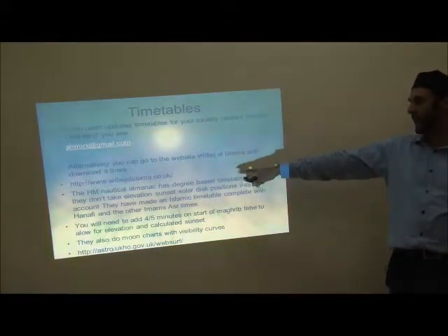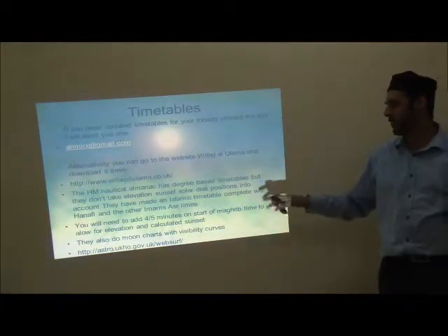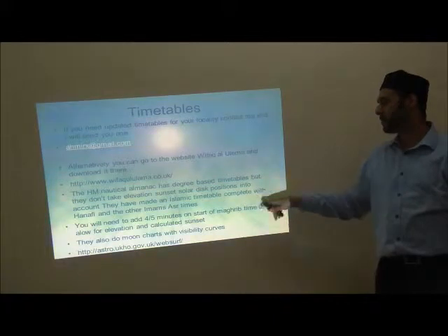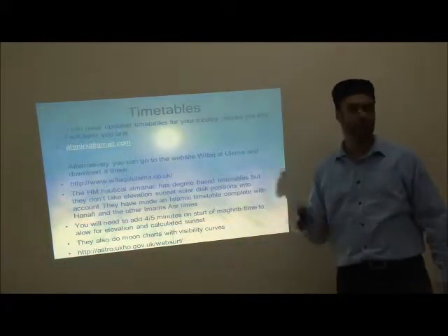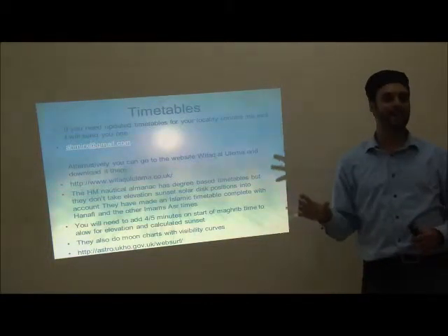HM Nautical Almanac has a degree-based timetable, but they don't take elevation, sunset, or the solar disk into account. Okay, you don't need to worry about that. They have made an Islamic timetable complete with Hanafi and other Imams' Asr times. So if you go to this website, you can actually print off the Islamic timetable there.